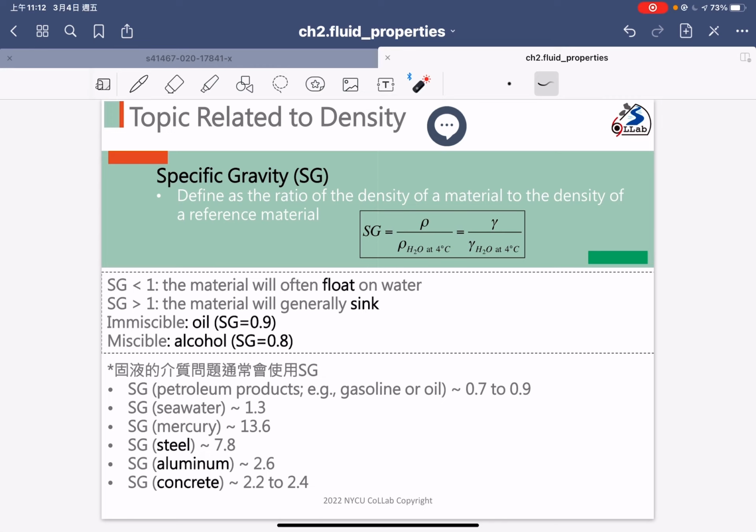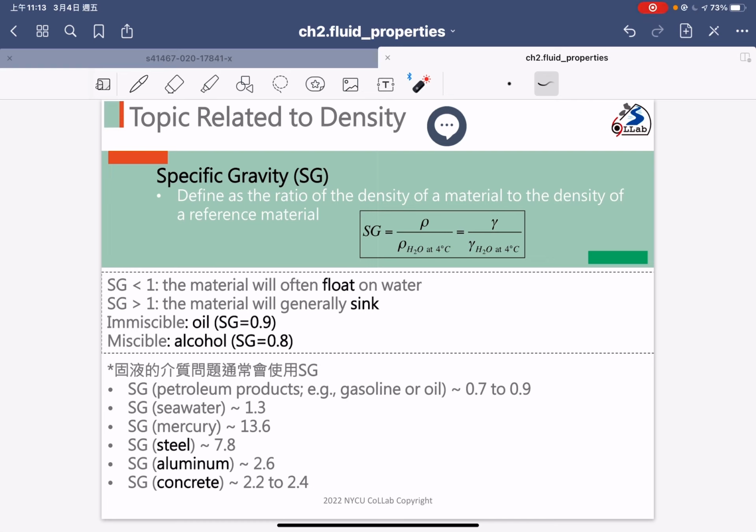And sometimes the SG numbers can help us figure out whether the material will float or sink on the water, because the density is relative to the water. As I summarized in the sentence here, if the SG is smaller than 1, that means the material will float on water. But if the SG is larger than 1, it generally sinks. But different materials have different SG numbers.